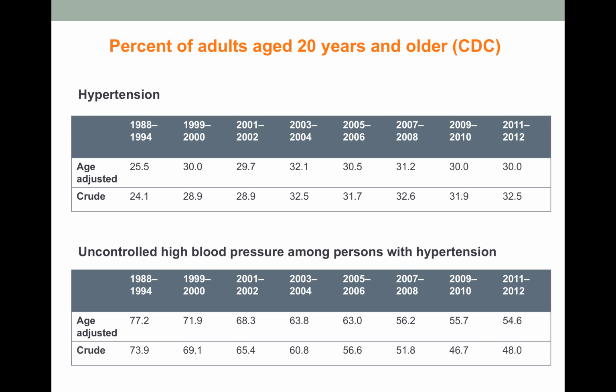Now, the bottom table shows uncontrolled high blood pressure amongst persons with hypertension. So it's really looking at the people that we've already identified in the top table and what percentage of those people have uncontrolled high blood pressure, meaning it's either not treated at all or it's not effectively treated. So you can see, again, we have age adjusted and crude. So largely, no matter what line you're looking at here, whether it be age adjusted or crude, you can see that there has actually been a steady decline in those who have uncontrolled high blood pressure.